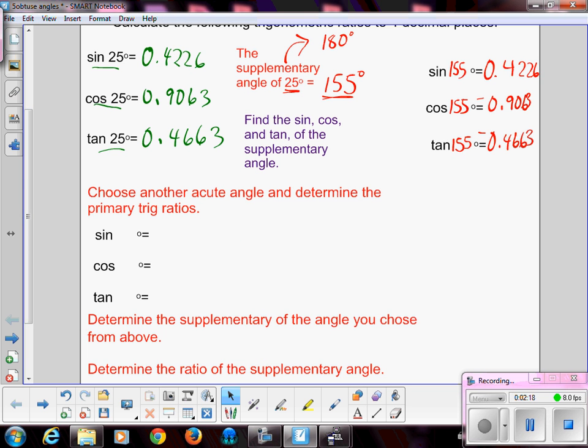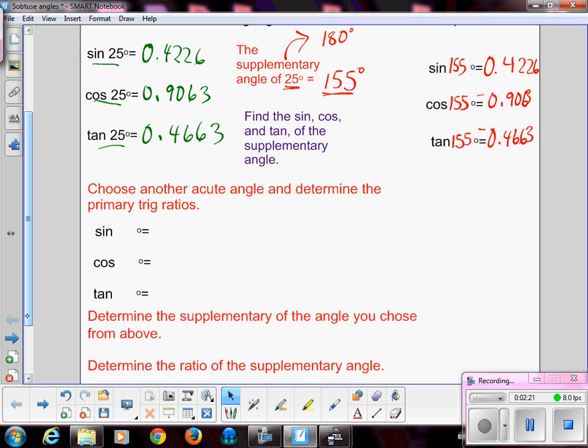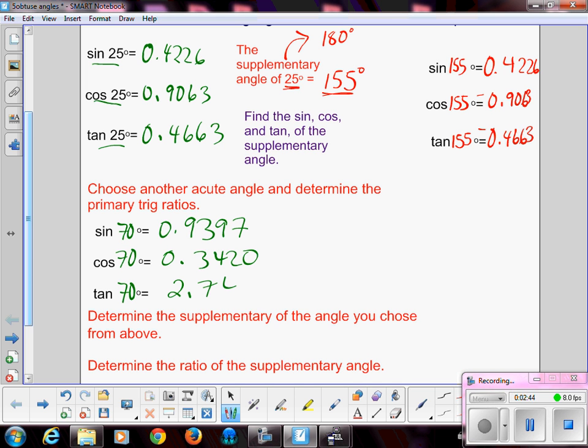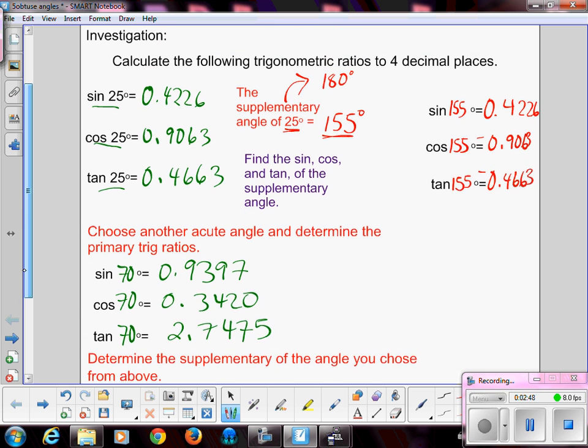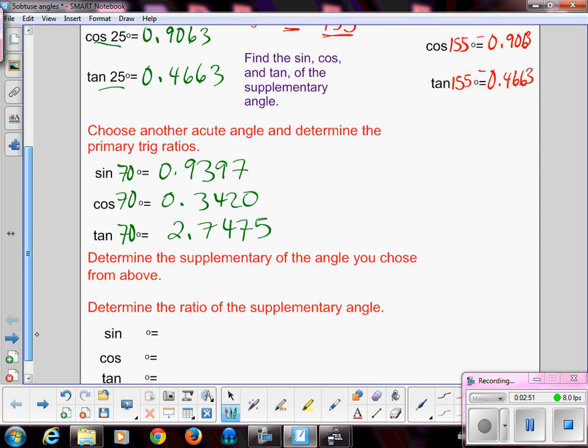This time, I'm just going to choose 70. As I said, I just pulled that number out of my head. Now if I take my calculator and calculate, I end up with 0.9397, 0.3420, and 2.7475. So no problems there. Those are all positive, and actually the ones when they were 25 were all positive.